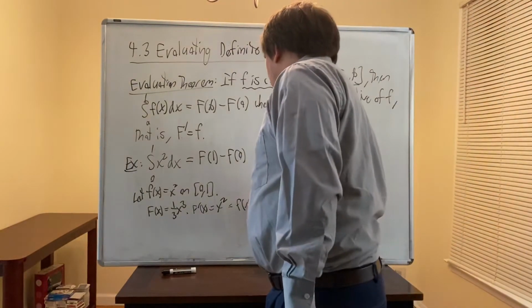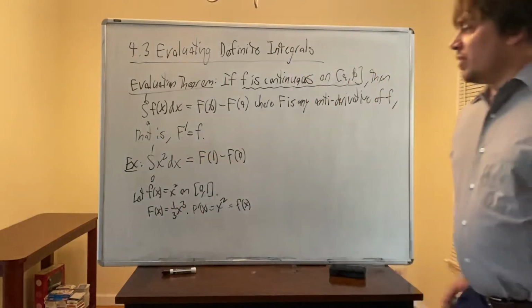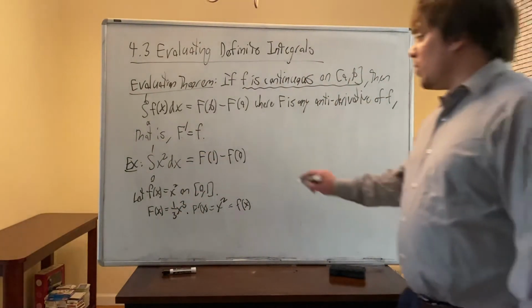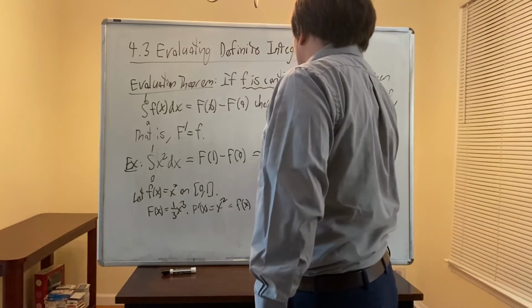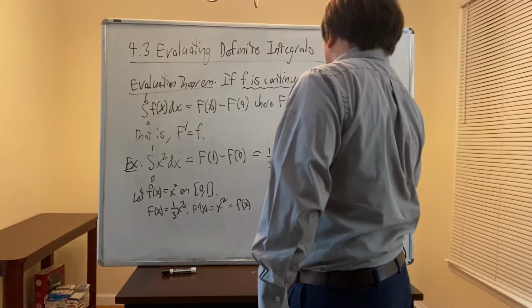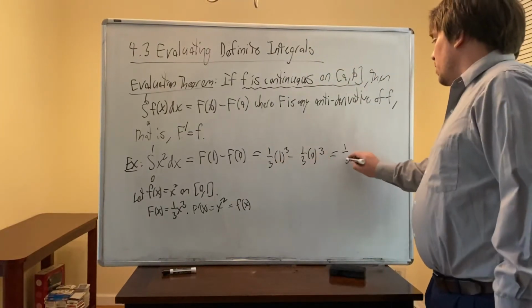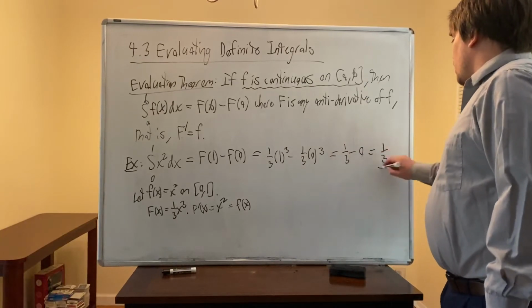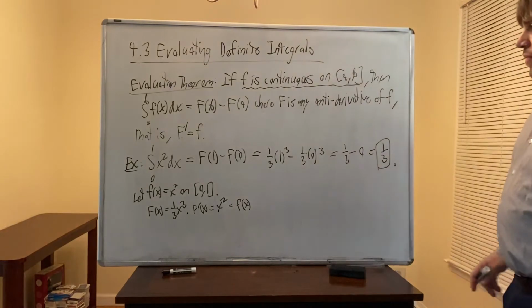So capital F is an antiderivative. This capital F is an antiderivative of that little f, and so you can use that one for capital F. So you have 1/3 times 1 cubed minus 1/3 times 0 cubed, and so that's equal to 1/3 minus 0, which is 1/3. And so before, when we used that, it was equal to 1/3; this is showing you that using the evaluation theorem.